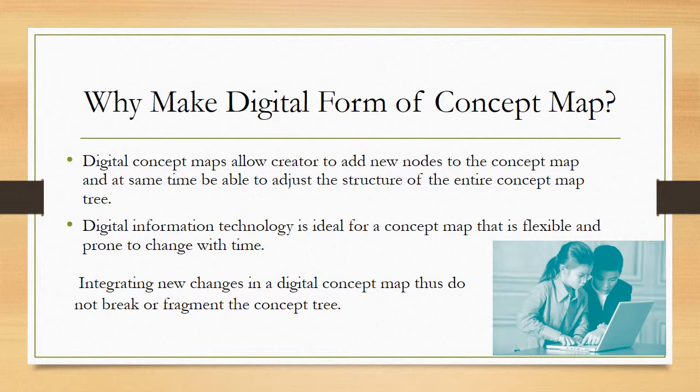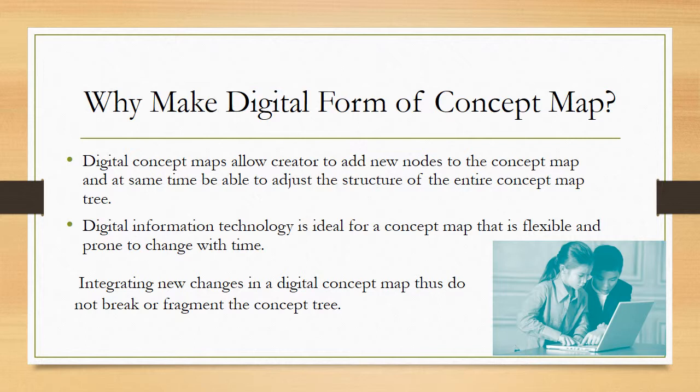A digital concept map is produced by using software and computers. This endows the digitally produced map with certain attributes that cannot be found in hand-drawn manual concept maps. One of these attributes is the ability to add new nodes to the concept map and, at the same time, adjust the structure of the entire concept map tree.